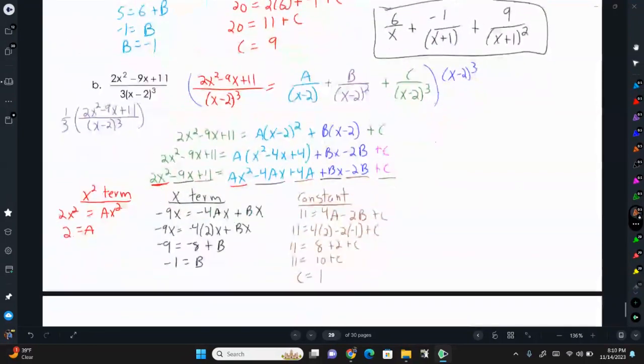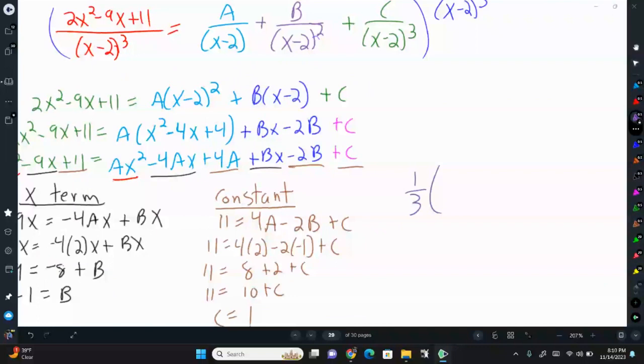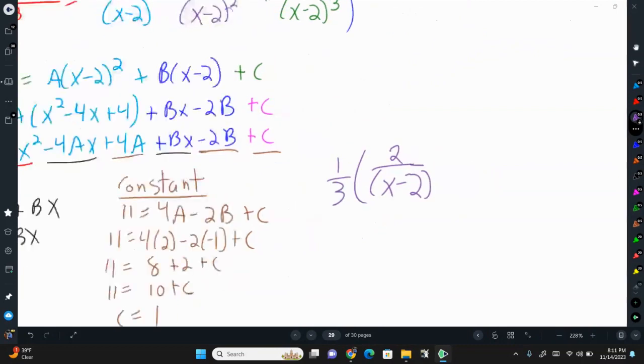And at the very beginning of the problem, we factored out that 1/3. So our final answer needs to have that 1/3 factored out. And we have A value, which was 2. So 2 over x minus 2 plus B. Our B value was negative 1. Negative 1 over x minus 2 squared plus our C value, which was positive 1 over x minus 2 to the 3rd power. And that would be our final answer.